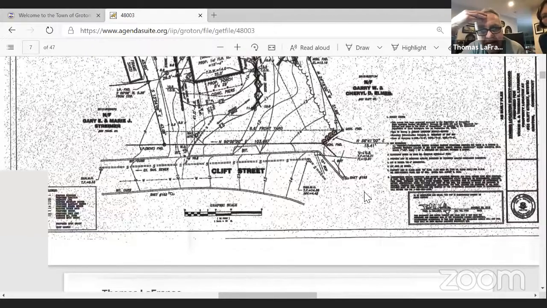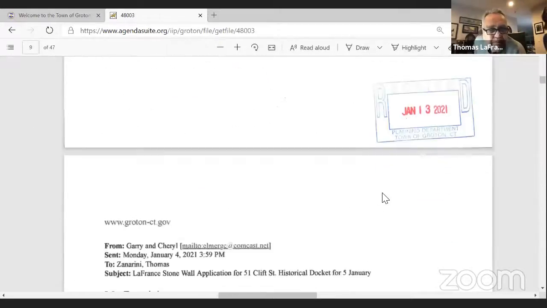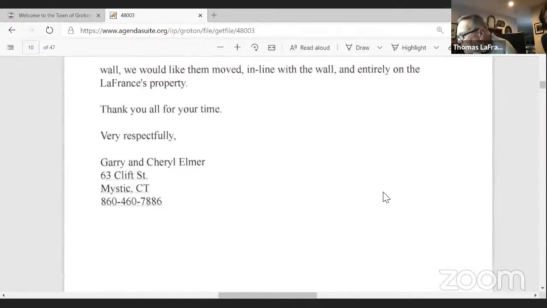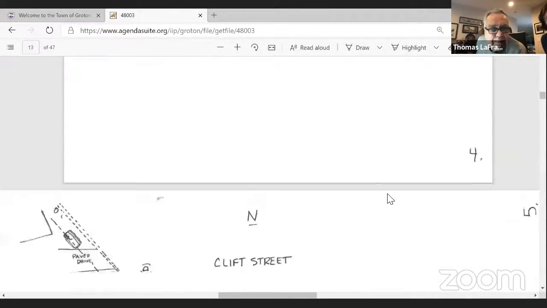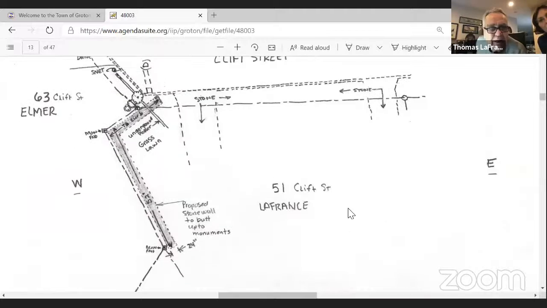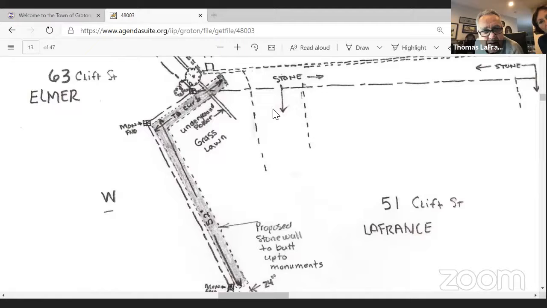So I think we have a better picture. I kind of drew out a little plot plan. That was our response letter. Oh, so there it is right there. So you can see Cliff Street, which is a little on the top. And then 51 Cliff Street where we are. And then to the left is 63 Cliff Street, which is the Elmers.